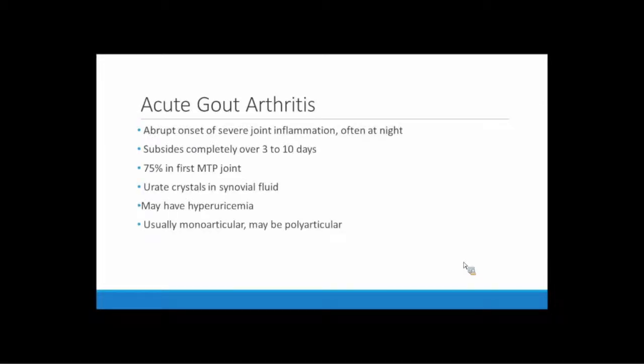It's the abrupt onset of severe inflammation. It often occurs at night because, remember, the solubility of uric acid decreases with decreasing body temperature. So those cool places like your toes get the coolest when you go to sleep, and that sets up the precipitation of uric acid crystals.